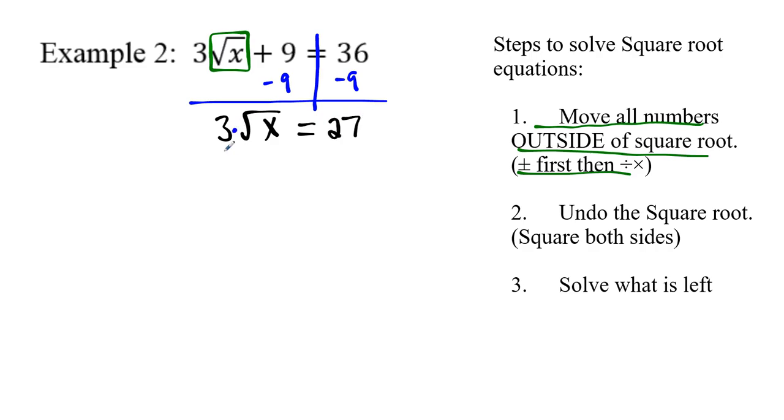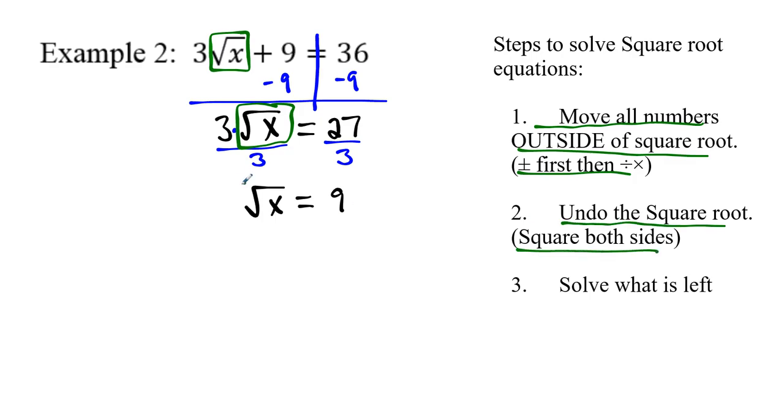Then this 3 is being multiplied by here, so we're going to divide by 3. Again, we want to get the radical x by itself. So now we have radical x by itself, which is good, is equal to a positive 9. Then, of course, undo the square root by squaring both sides. So now we square it, because now the radical is by itself on that side. It cancels out the square root, which gives us x by itself is equal to 9 times 9, which makes 81.